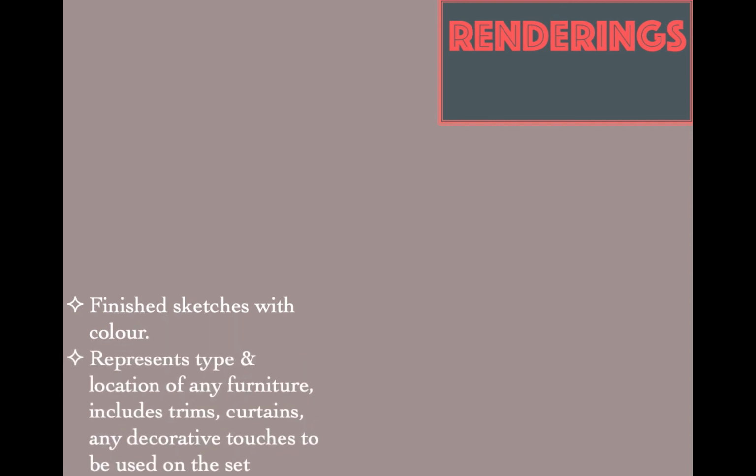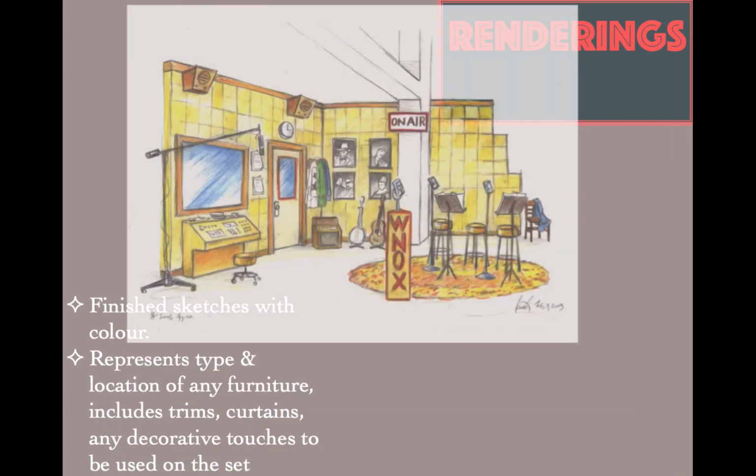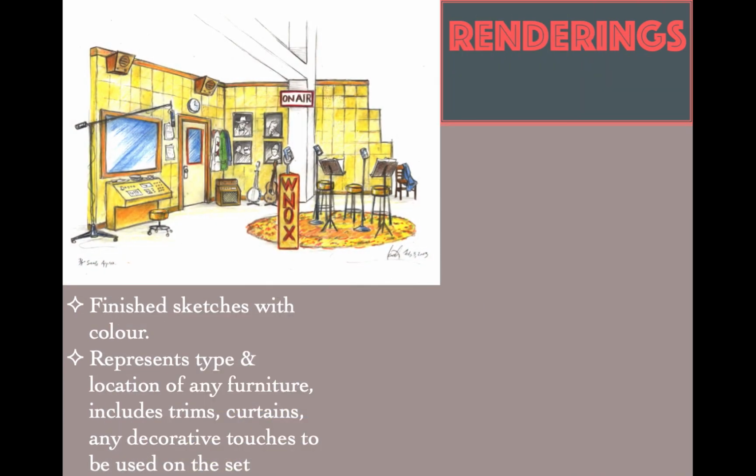Then we have renderings. So a rendering is the finished sketch with color. So that will show you exactly where things would be and the different textures that it will have. So a rendering is just a lot more detailed than a thumbnail sketch. So this is one example here.